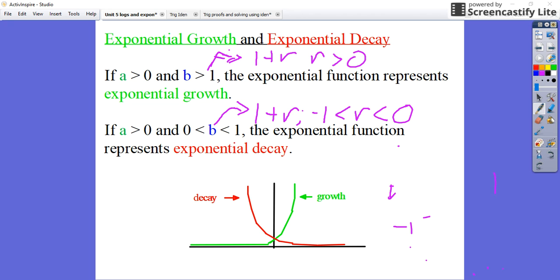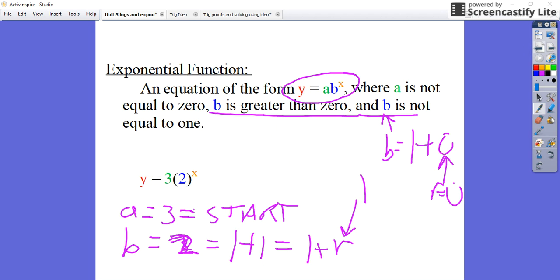When you're wanting to solve problems, you're just looking for making sure that you can identify, going back to this value of b here, or even if you want to go use one of the other forms of the equation, that rate value needs to be negative. It needs to be between -1 and 0 for decay, and R has to be greater than 0 for it to be a growth.